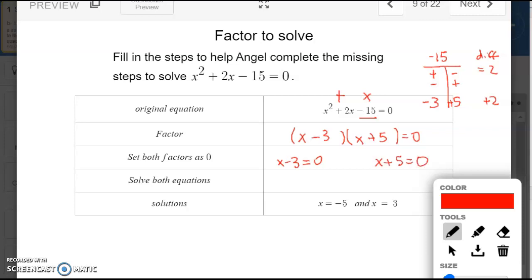Then from here I add 3 to both sides of the equal sign, and that leaves me with x is equal to 3. Actually here, that's my answer. And then subtract 5 from both sides, and I get x is equal to negative 5.